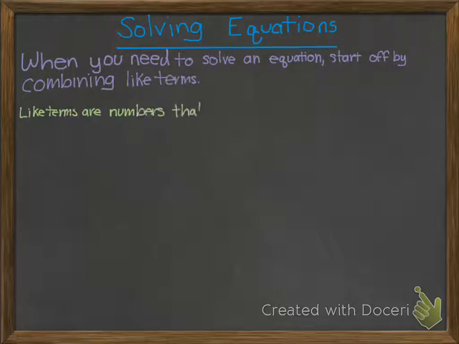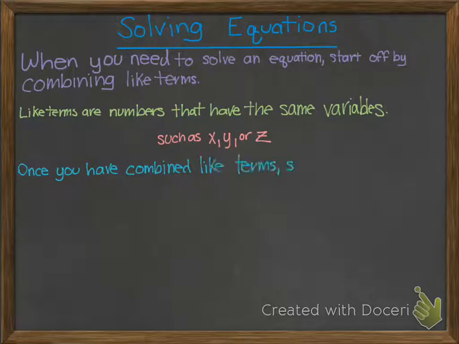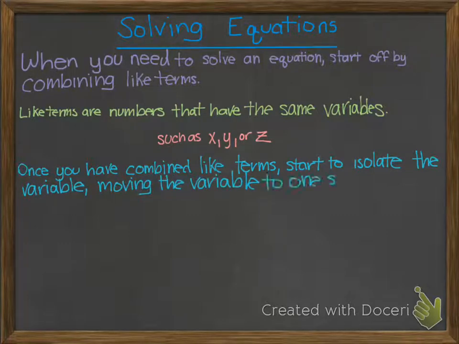Remember, a variable is an unknown value that you are solving for, and it's commonly represented by a letter such as x, y, or z. Once you have combined like terms, start to isolate the variable, moving the variable to one side of the equal sign while moving any other terms you may have to the other side.